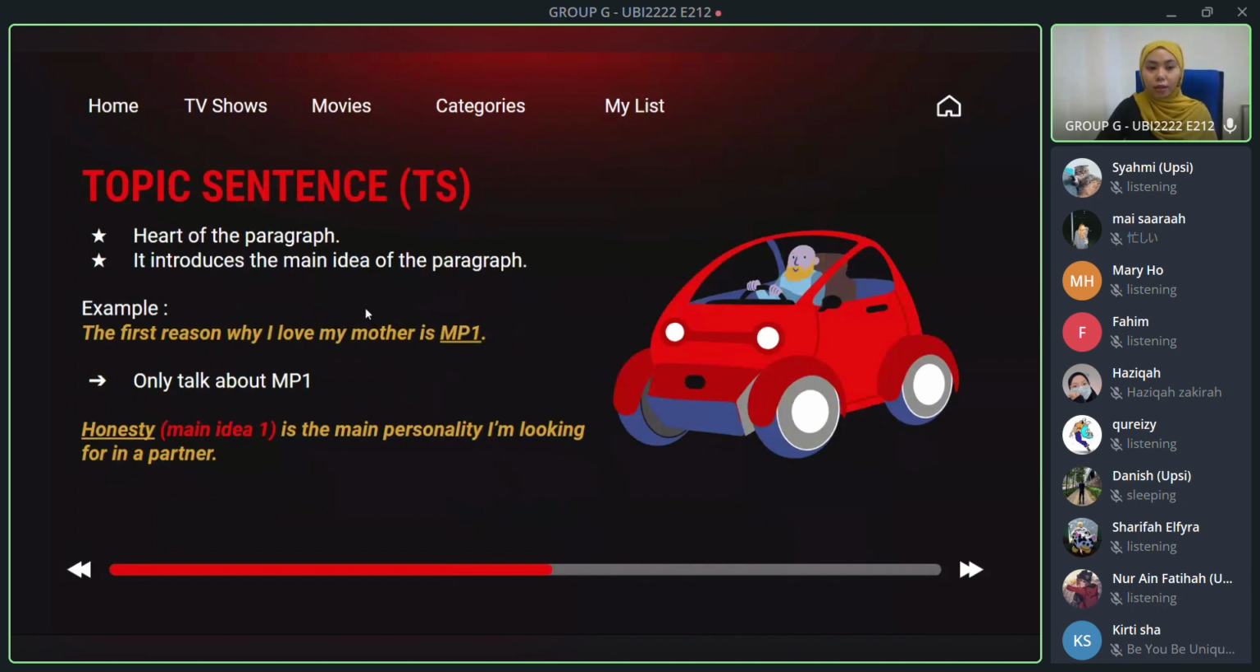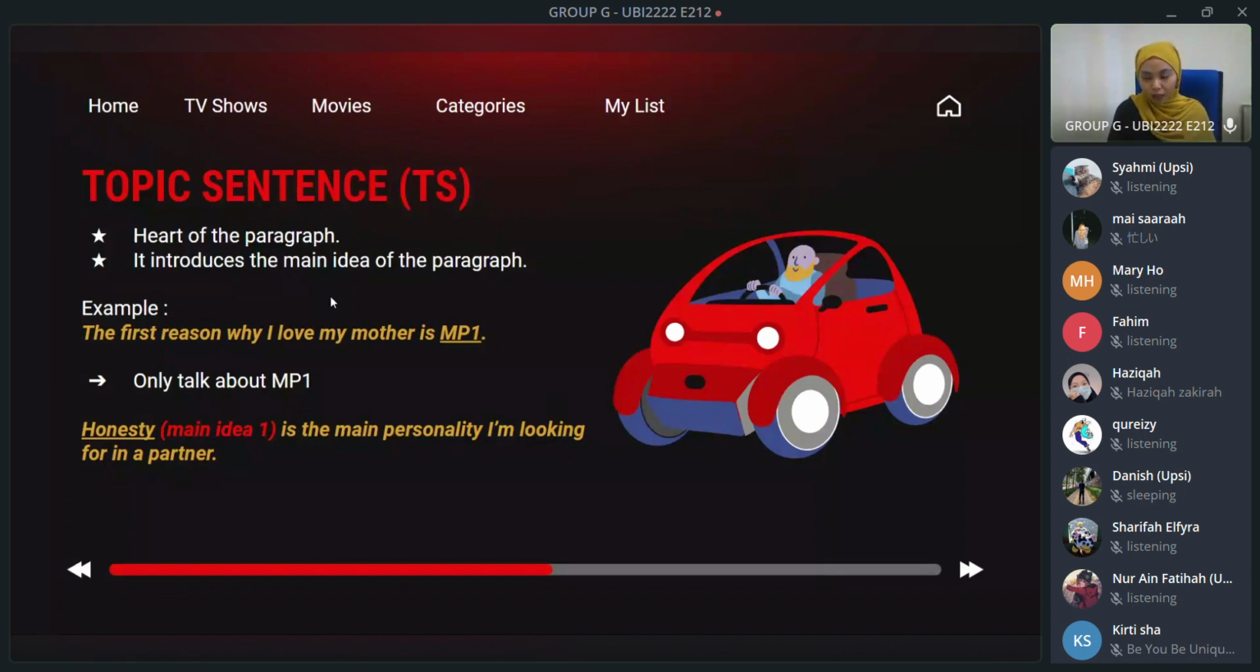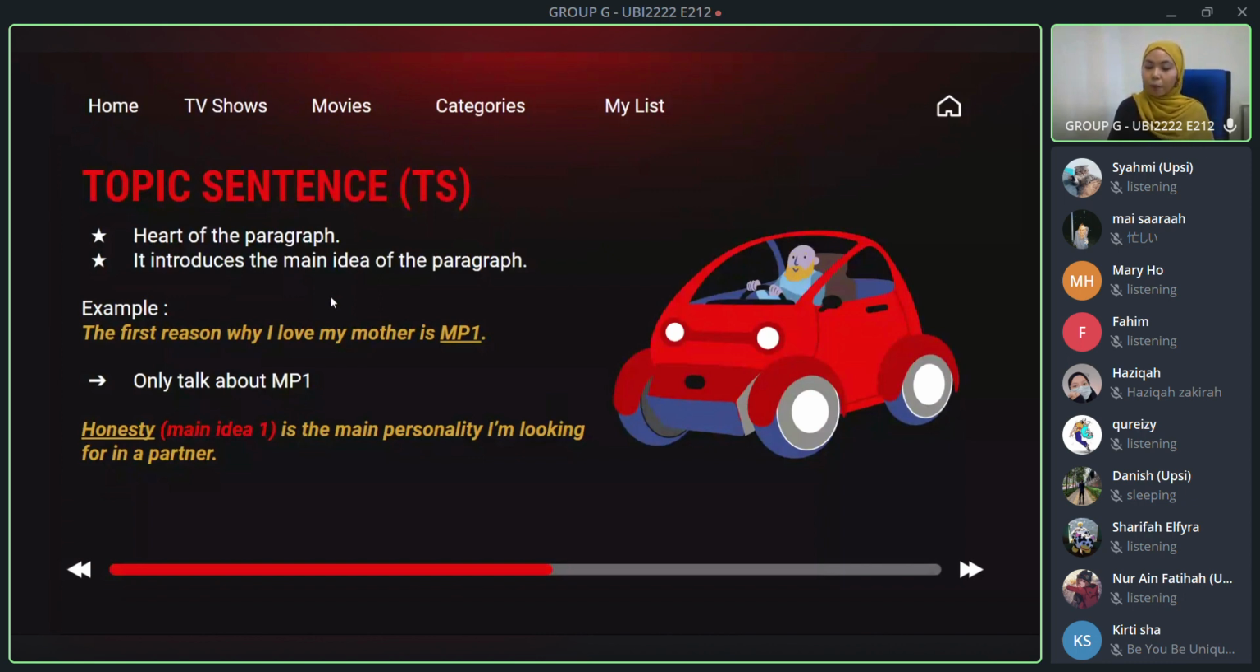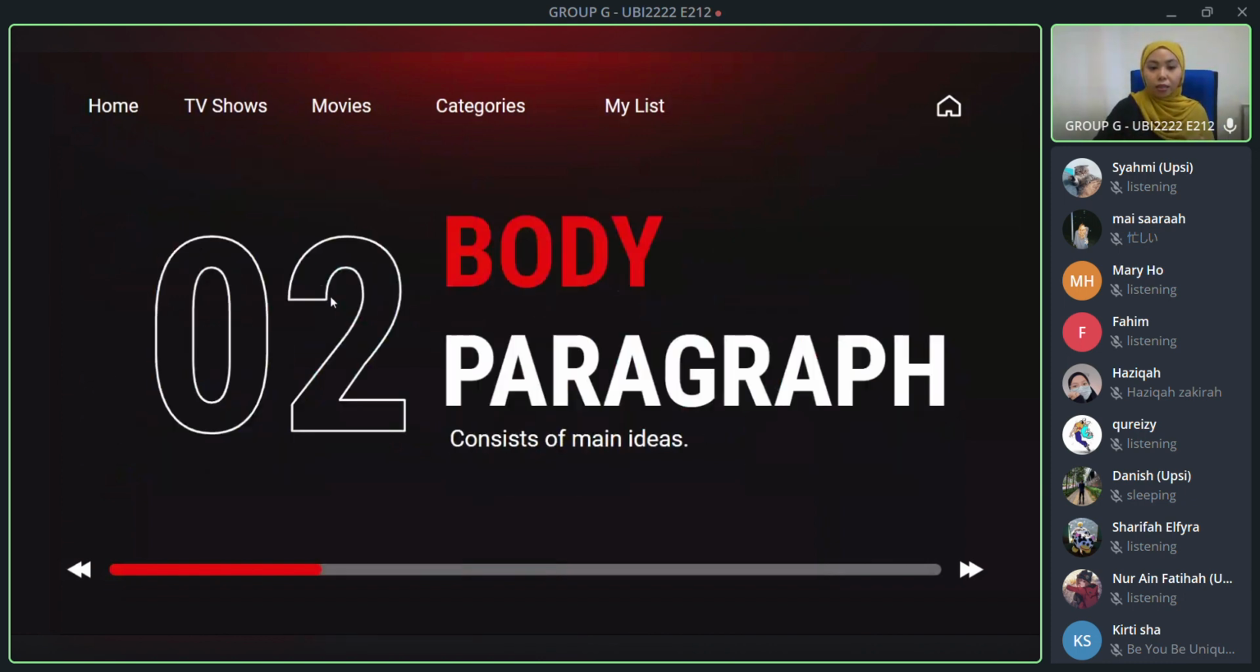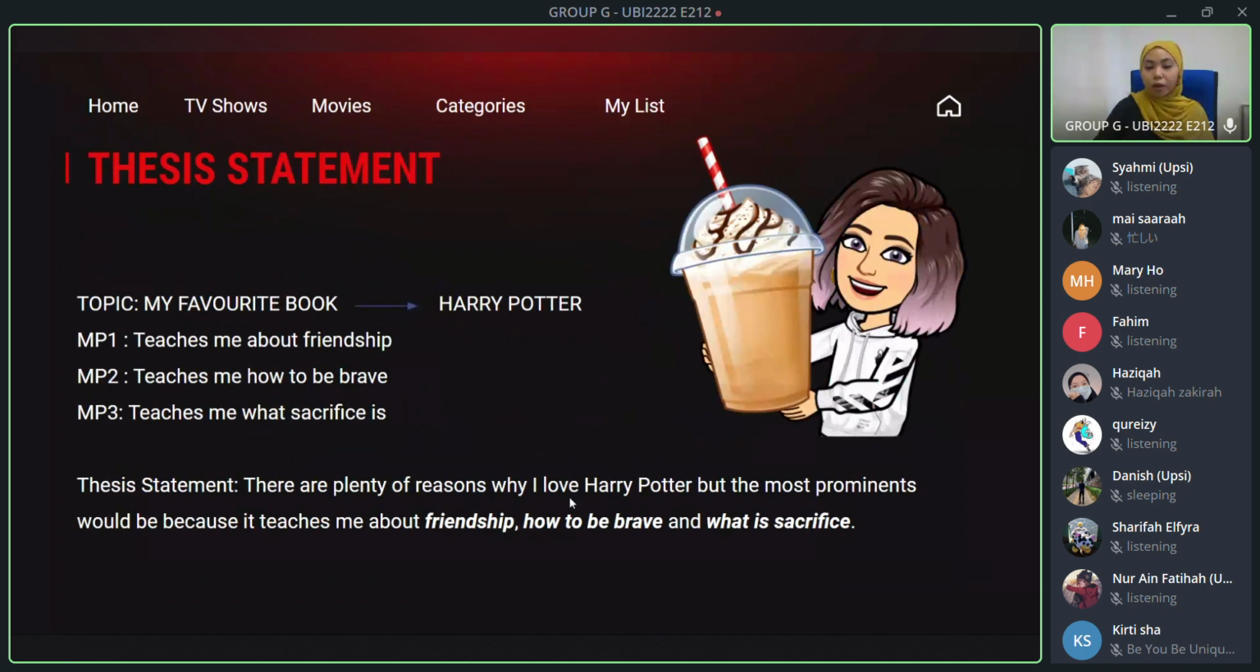Now, before looking at the example, let's look at what a topic sentence is. Earlier we had one friend who said the thesis statement is a topic sentence. Almost correct. The thesis statement is the main idea of the whole essay, but the topic sentence is the main idea of that particular paragraph. So remember, we had this example: plenty of reasons why I love Harry Potter, but the most prominent would be because it teaches me about friendship, how to be brave and what is sacrifice.